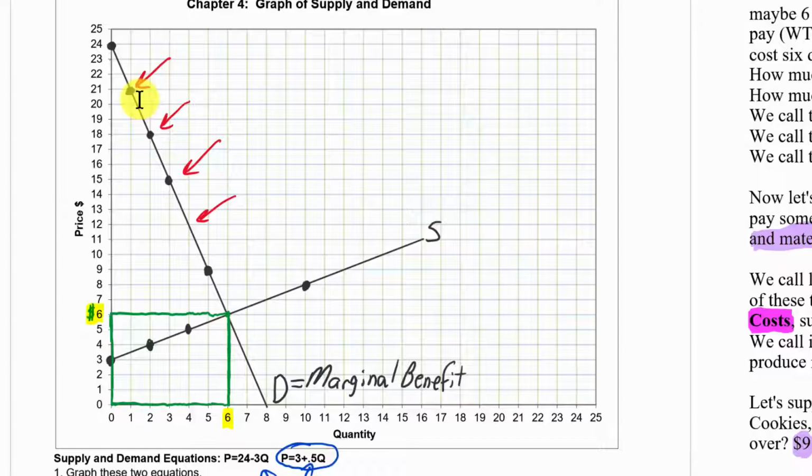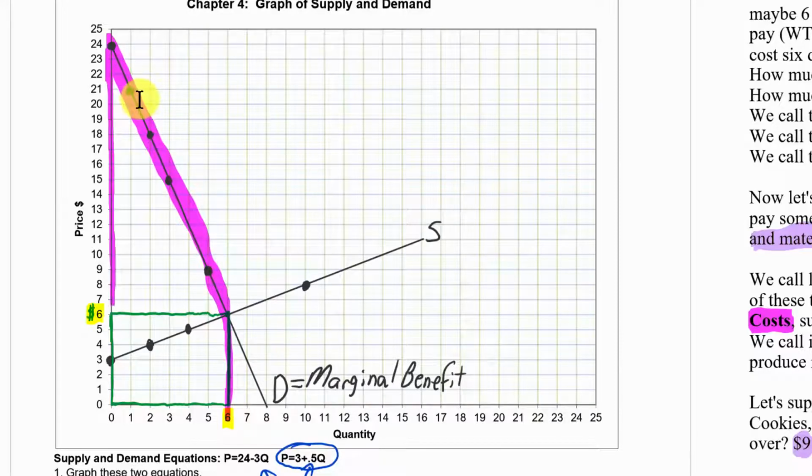So what we want to do to get the total benefit, not just what are you willing to pay for each additional unit, but what's the total most you'd be willing to pay for all 6 units, what we want to do is calculate the area of this entire shape that's under the demand curve. So this entire pink thing here is what we'd call our total benefit.